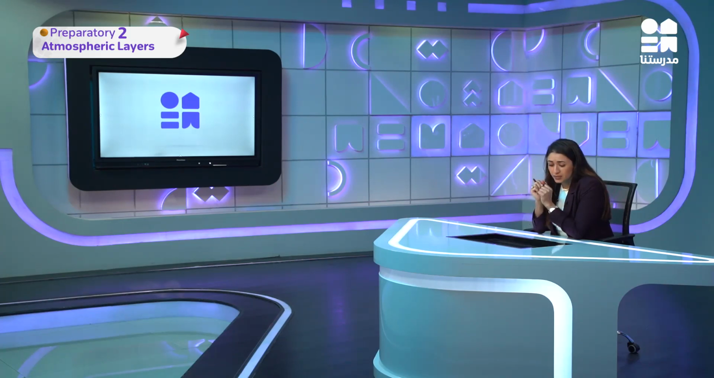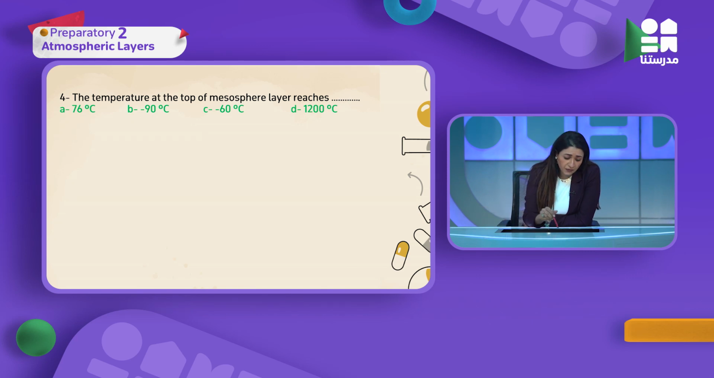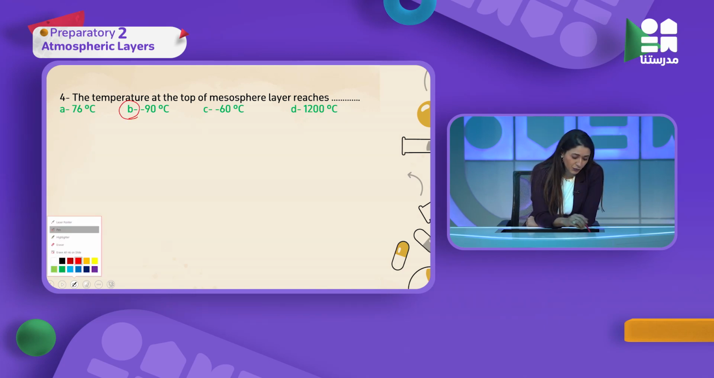طب تعالوا نشوف التشوزز. بيقول لي the temperature at the top of mesosphere layer reaches what؟ 76 Celsius, -90 Celsius, -60 Celsius, 1200 Celsius. أنا عارف إن الميزوسفير دي الكولدست لاير ودرجة الحرارة بتبقى من 0 لحد ما أوصل -90. يبقى for sure the answer will be B. Let's move on.